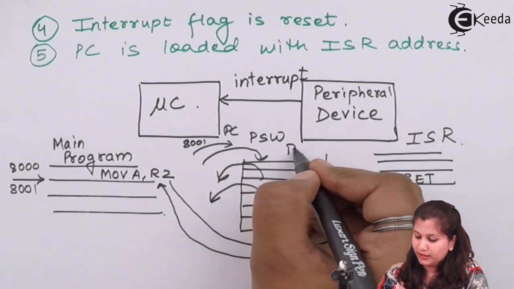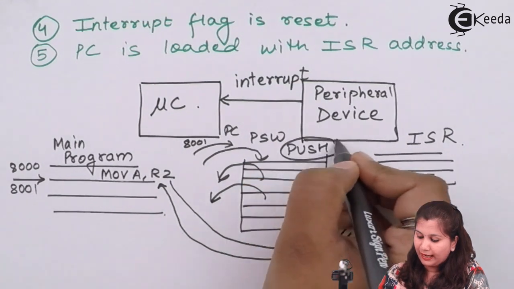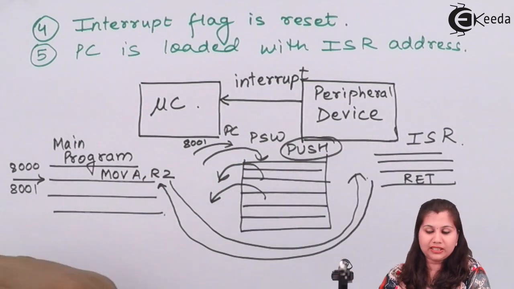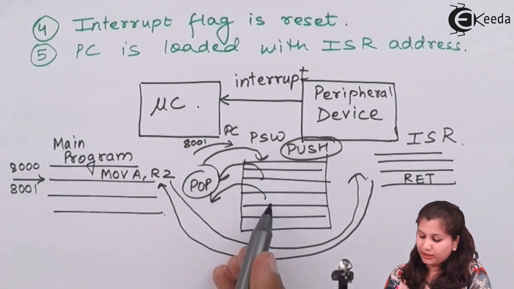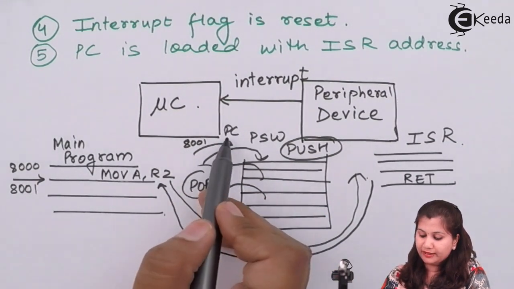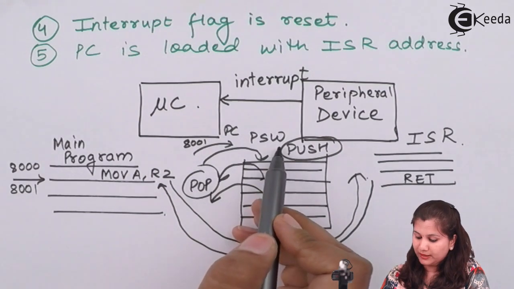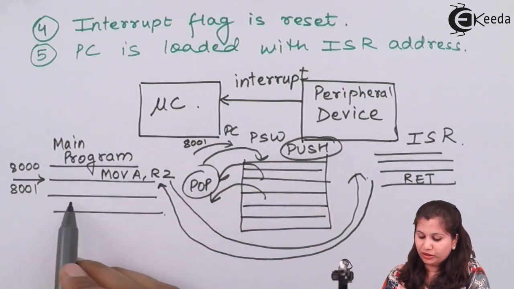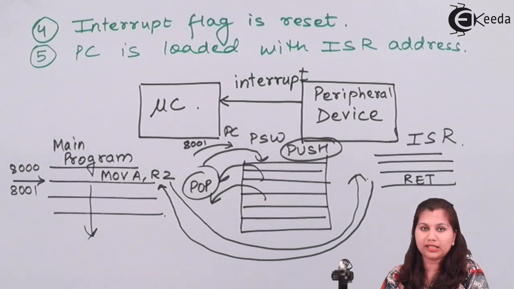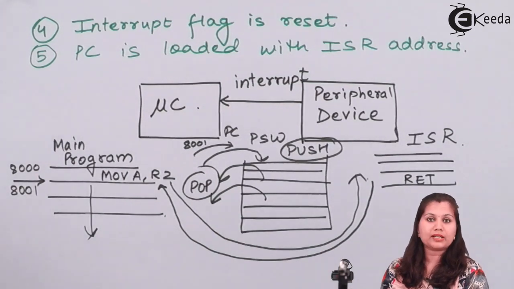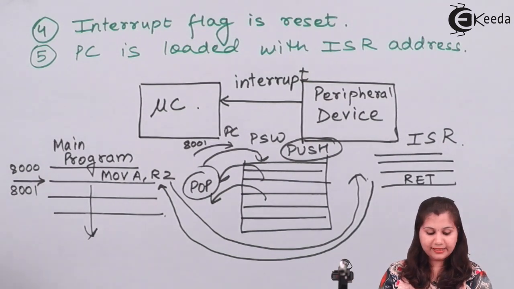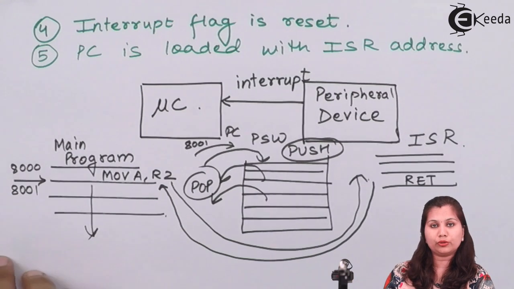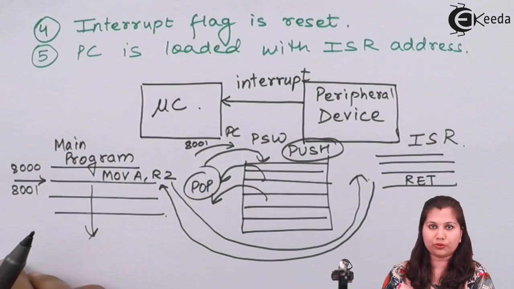Storage is done by using the push instruction, and retrieving the contents is done by using the pop instruction. So using the pop instruction, it will get the contents of the program counter and program status word, and then it will resume the execution of the remaining instructions of the main program. So this is how an interrupt is serviced by the microcontroller, and these are the steps which are taken by the controller whenever an interrupt is given to it.